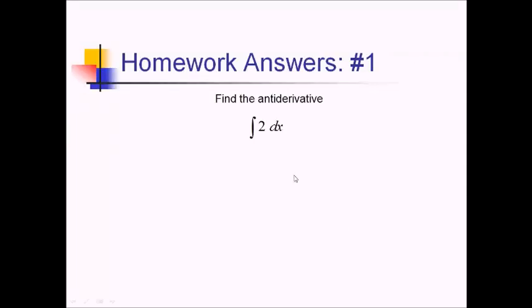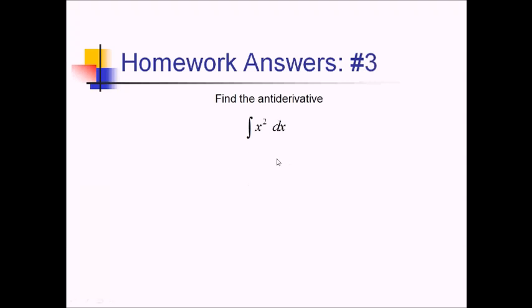For number 1, we're trying to find the antiderivative of 2 dx. So basically, what do I have to take the derivative of to get 2? Well, 2x plus a constant. For number 2, I want the antiderivative of x. So I'm going to need to raise the exponent by 1. That'll give me x squared. And then dividing by the new exponent of 2, I've got 1/2 x squared plus c.